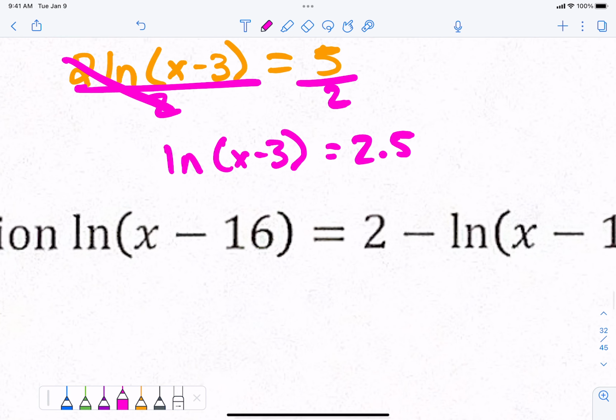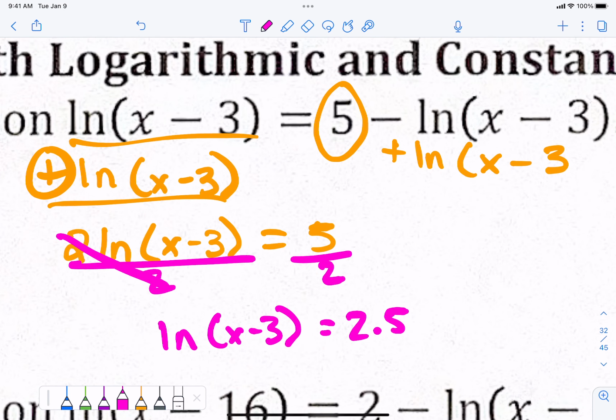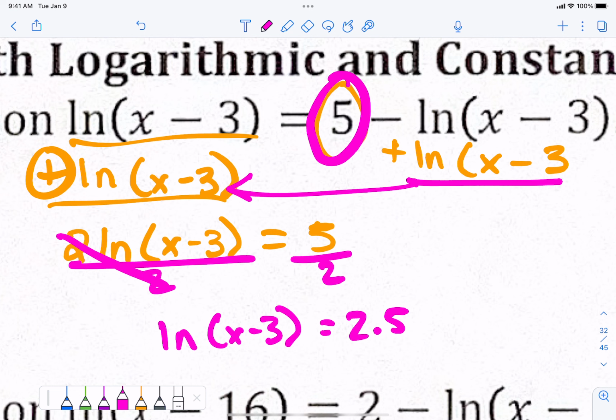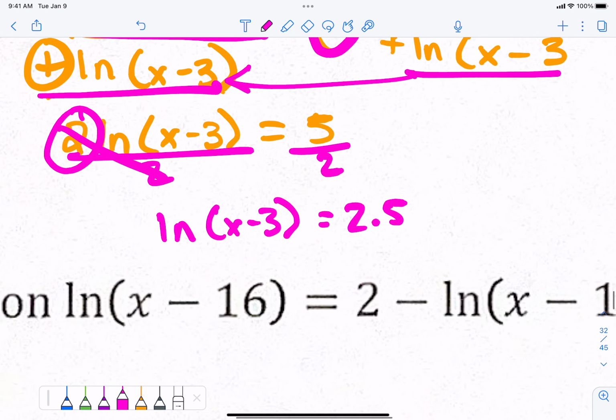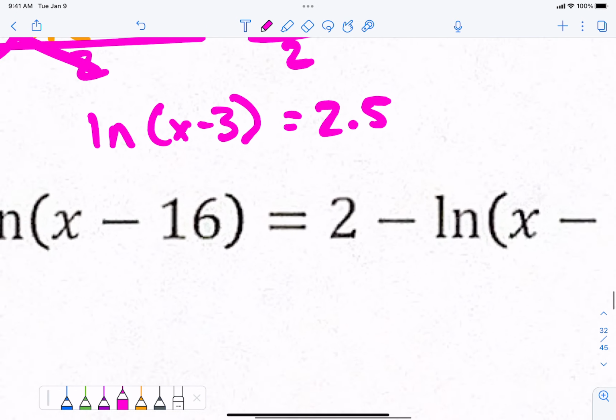Okay, let's back up. We had a number here, and we had ln's surrounding it. So we put the ln from here over to here by adding. But ln of this thing plus ln of the same thing is 2 of those, right? 2 ln of x minus 3. And then we have 5 on the other side, so we divided by 2. So now this is what we have.